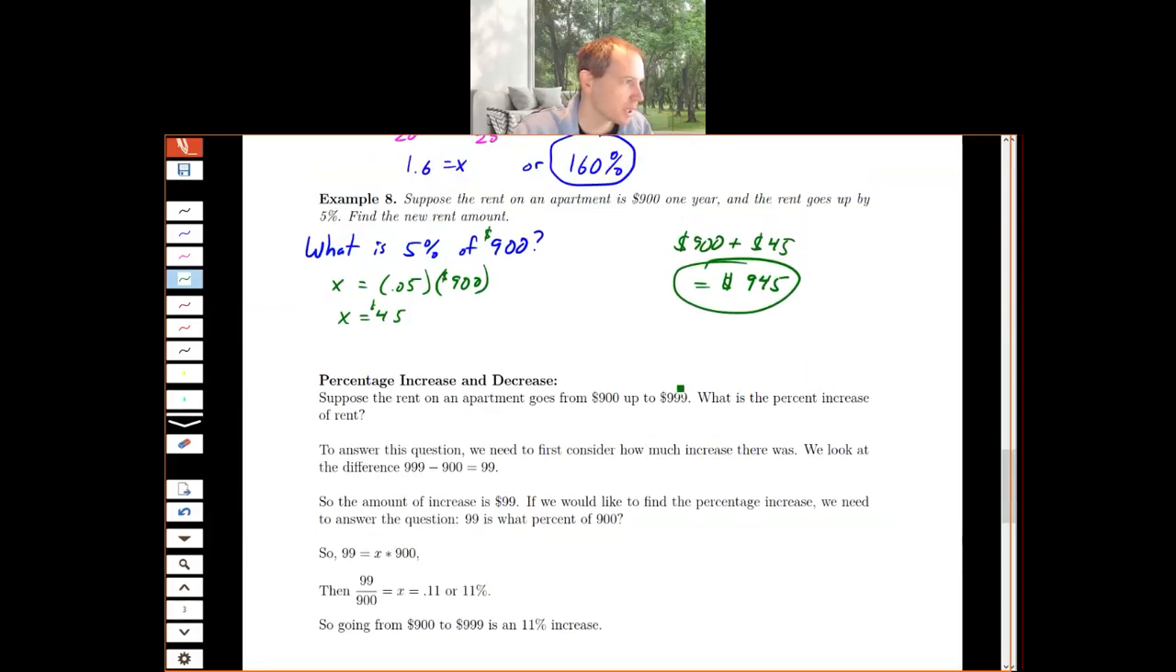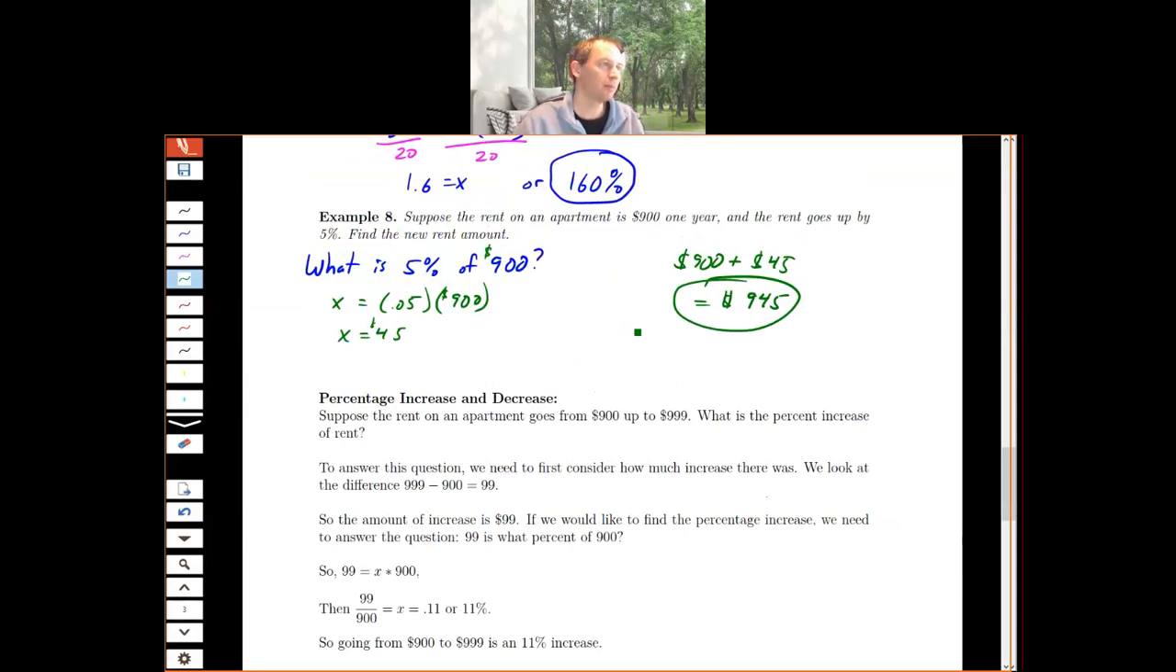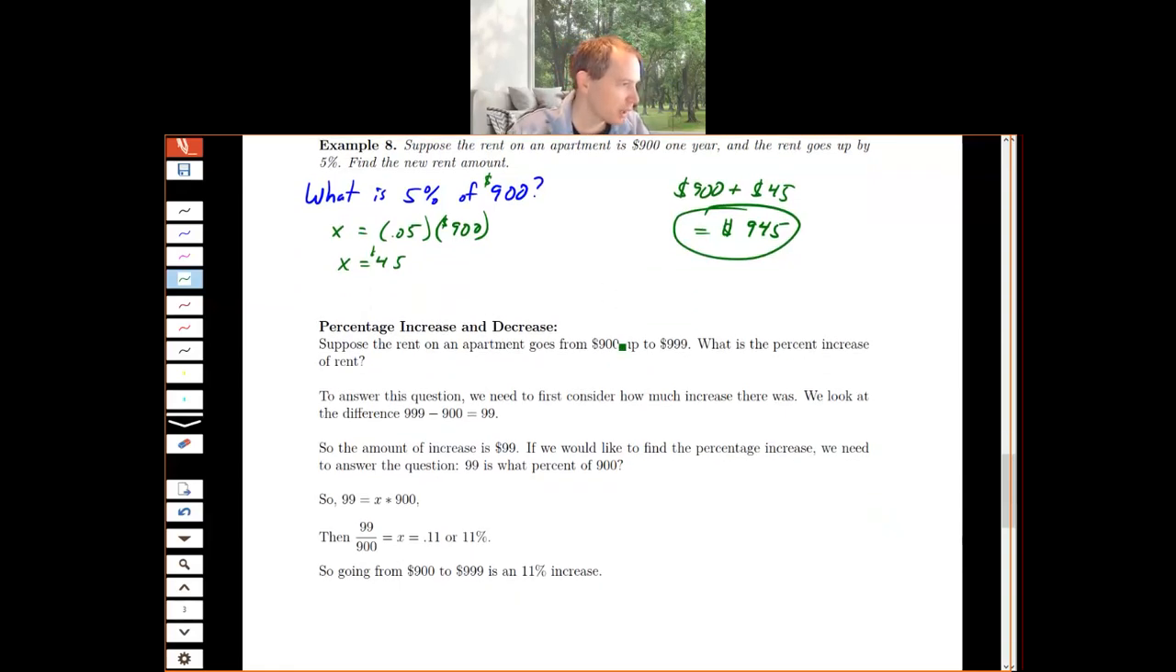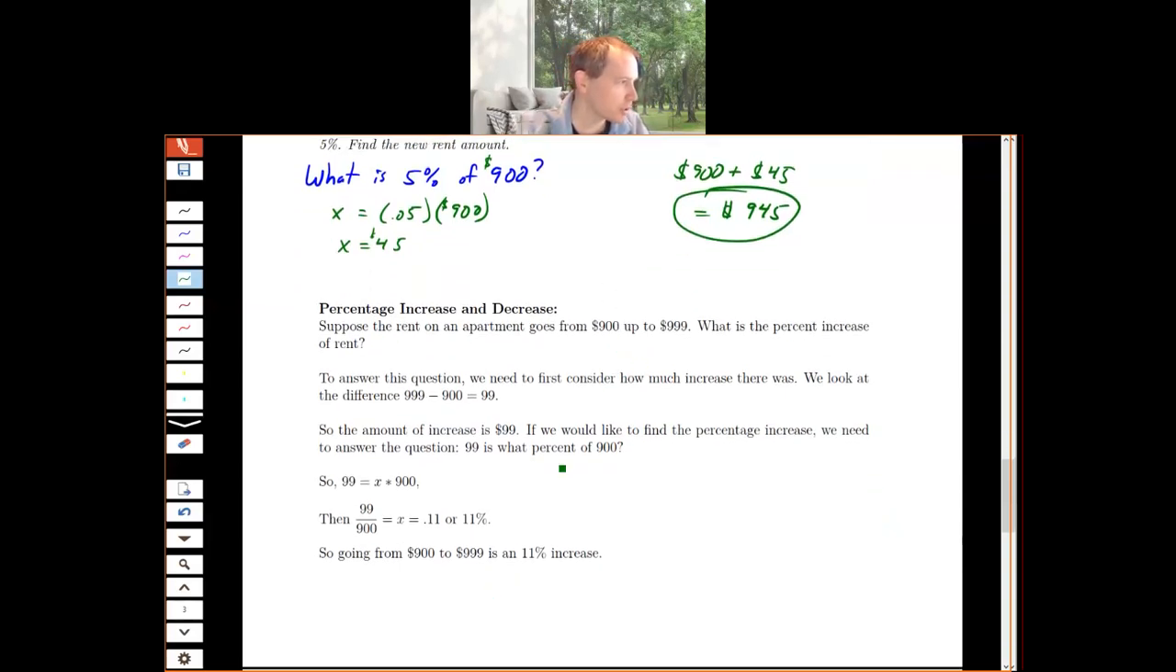So it's kind of like looking at the same example we did, but flipping it backwards. Instead of saying, I know the percent increase, what is the dollar increase? This is saying, I know the dollar increase, what is the percent increase? Okay. So, I've already sort of structured how to do this, so we'll just go through it really quickly. Okay.